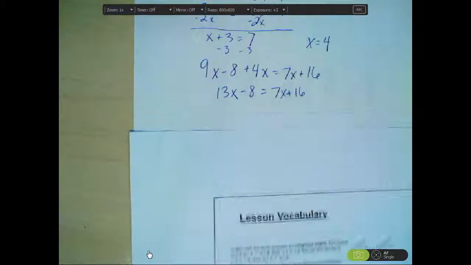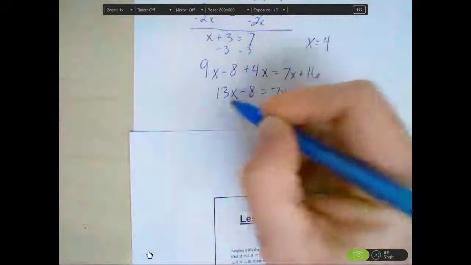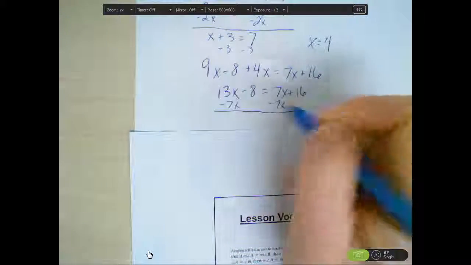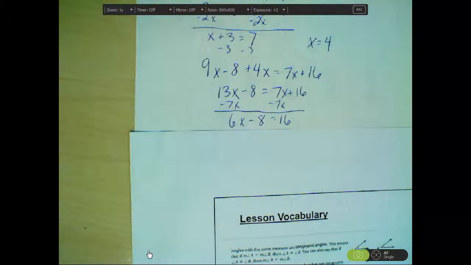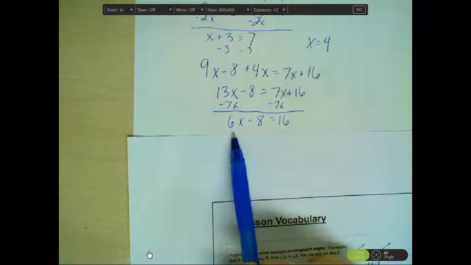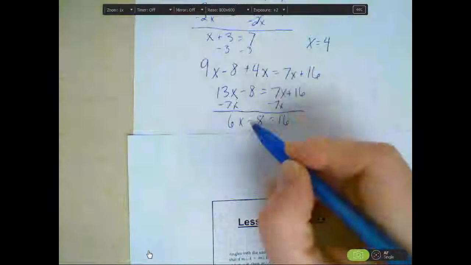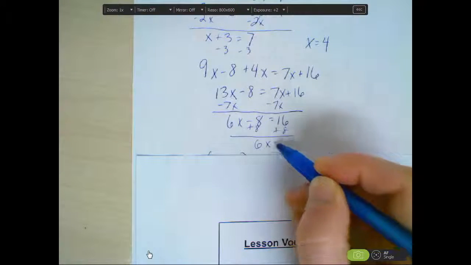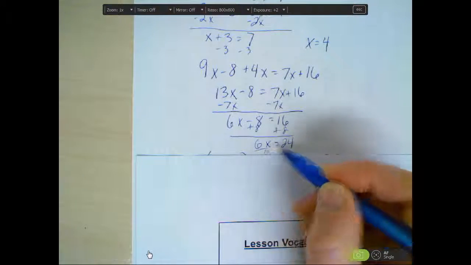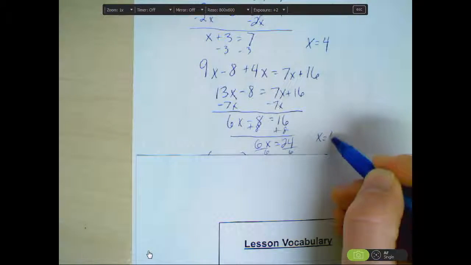Now the smaller x is 7, so I'm going to subtract 7x from both sides. So I have 6x minus 8 equals 16. Now I want to add 8 to both sides because my x's are on the left, so I have to get the numbers on the right. So I'm going to add 8. Now I have 6x equals 24. Divide by 6, and x equals 4 again.